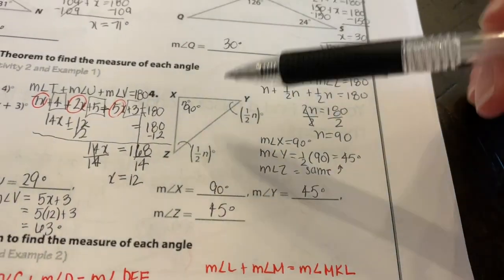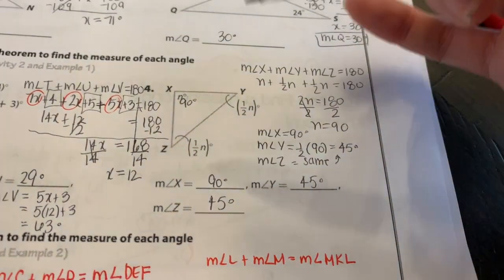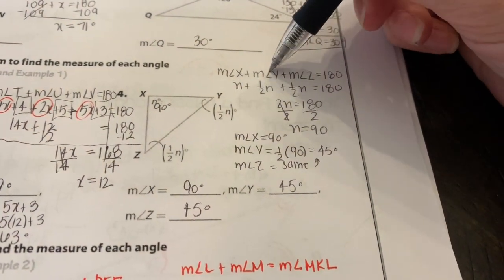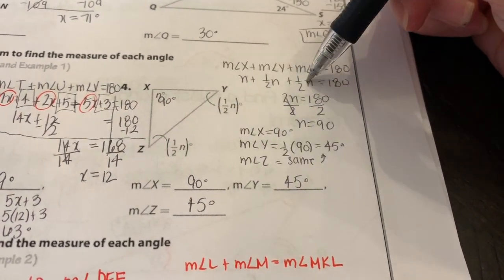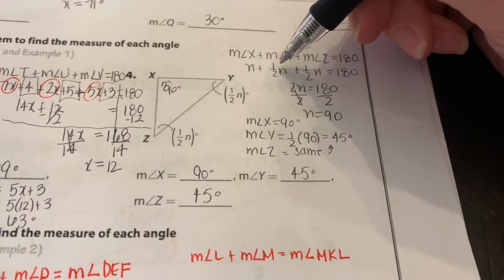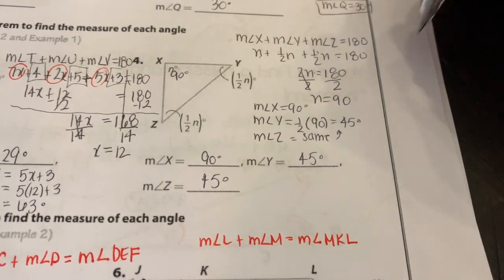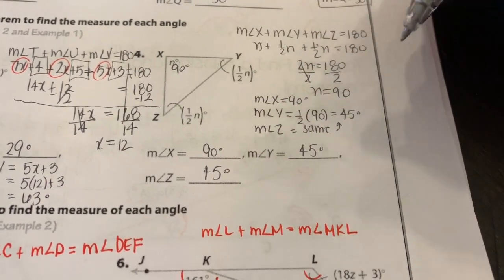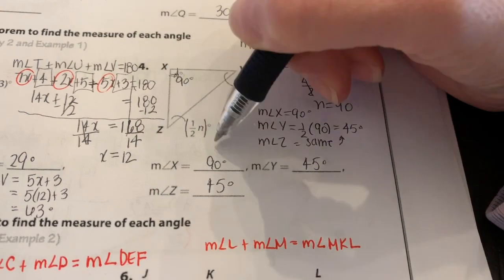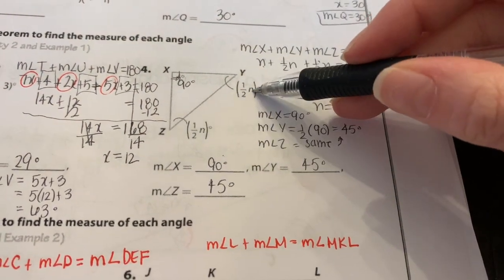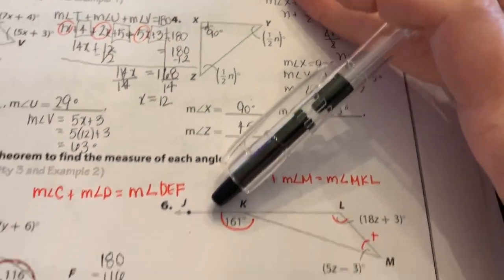For this next one, you know that the sum of angle X, angle Y, and Z is going to equal 180. So you write that out. Measure of angle X plus the measure of angle Y plus the measure of angle Z equals 180. And replace them. N plus 1/2 N plus 1/2 N equals 180. Of course, a half and a half is a whole. So that's like 1N plus another N. So it's 2N equals 180. Divide both sides by 2. And you find that N is 90. So N is the same as angle X, so we know the measure of angle X is 90, and then 1/2 of 90 is 45, and these are each the same, so it's 90, 45, and 45.